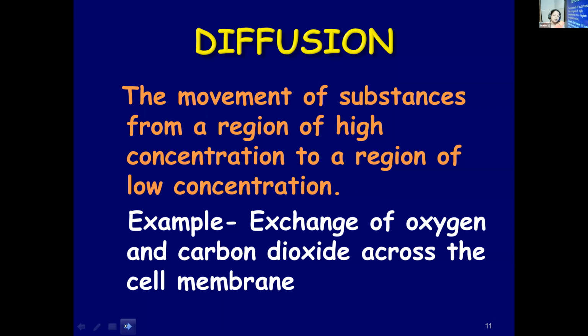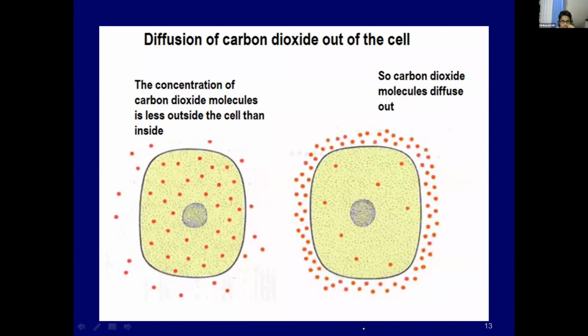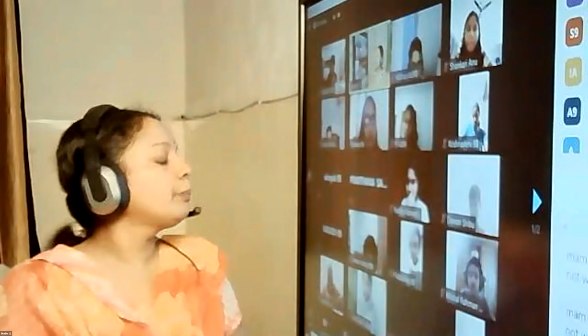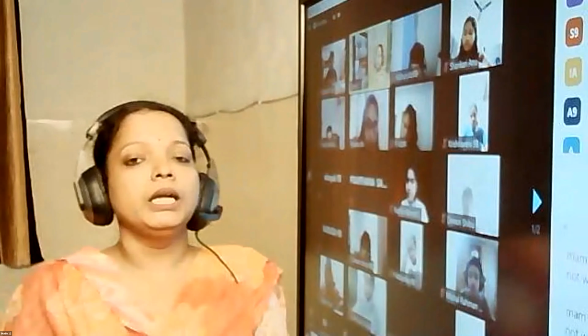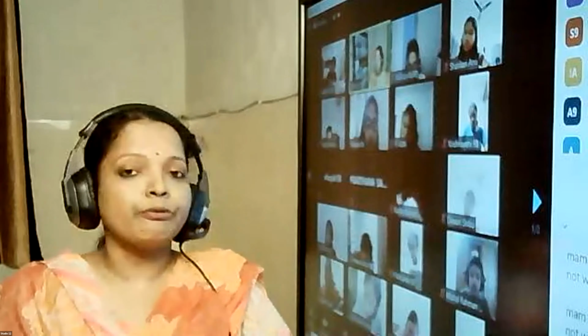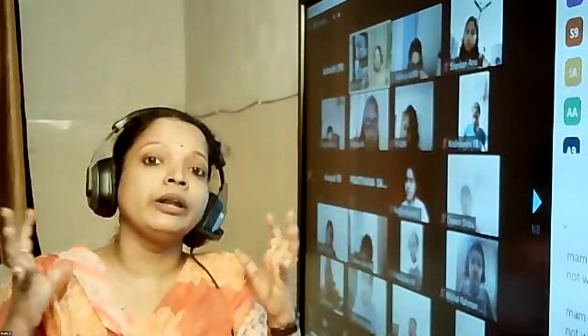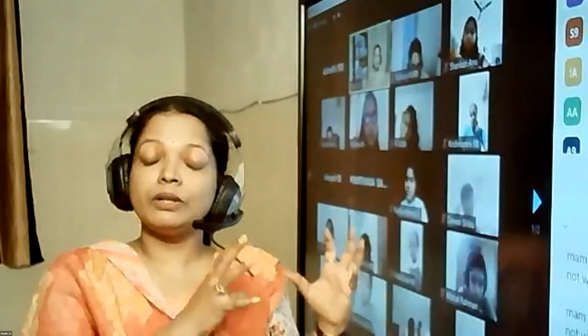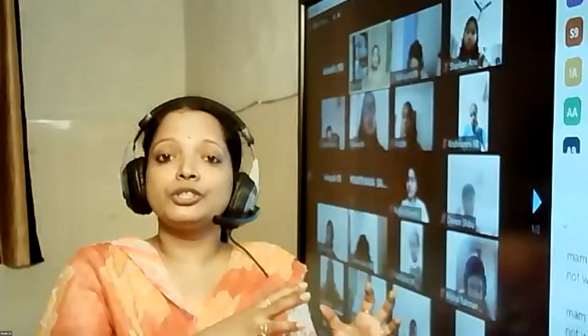And what is diffusion? Movement of substances. From where to where do they move? From a region of higher concentration to a region of lower concentration. Okay. I'll repeat once again. I think diffusion is a new term. Diffusion means the movement of substances from a region of higher concentration to a region of lower concentration, from where it is more in amount to a region where it is less. So it will always move from higher concentration to lower concentration.